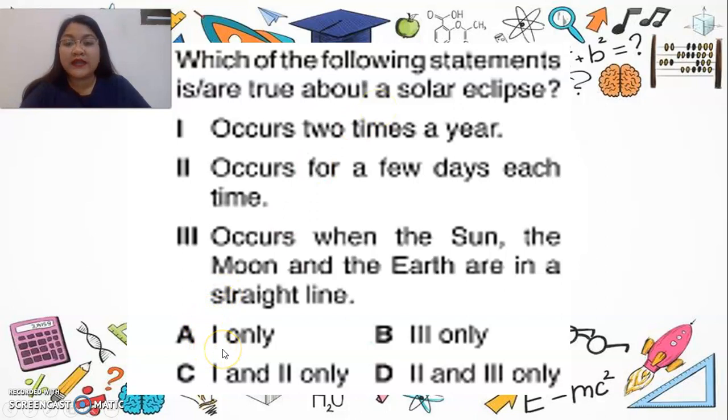Letter A, 1 only. Letter B, 3 only. Letter C, 1 and 2 only. Or letter D, 2 and 3 only. So which is correct about solar eclipse? 3, 2, 1. Very good. The correct answer is letter B, 3 only, because solar eclipse occurs when the sun, the moon, and earth are in a straight line.